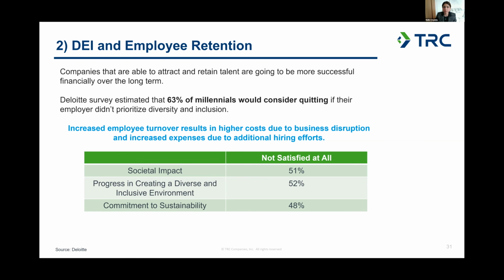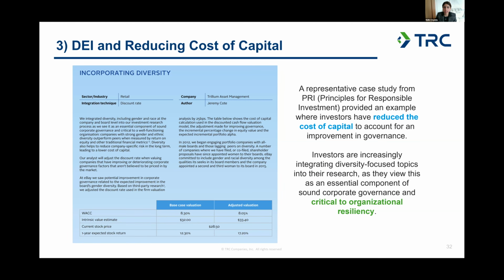And then lastly, we're looking at the reduced cost of capital. There was a representative case study done by the PRI, where we looked at investors having reduced the cost of capital to account for the improvement in governance. So as investors are getting more and more focused on diversity-focused topics in their research, we are starting to see more analysis being done on improving cost of capital and what this could mean for overall baseline valuations. And generally speaking, this, of course, is also critical to organizational resiliency.